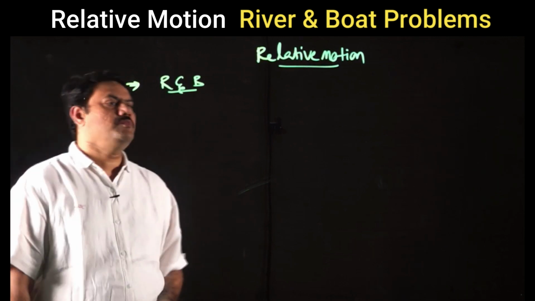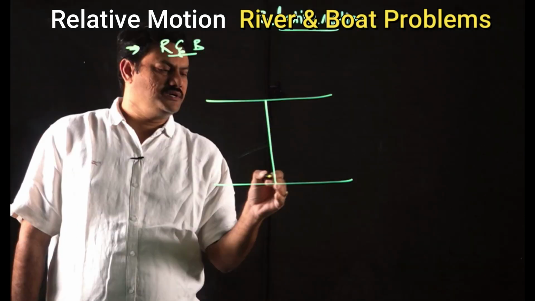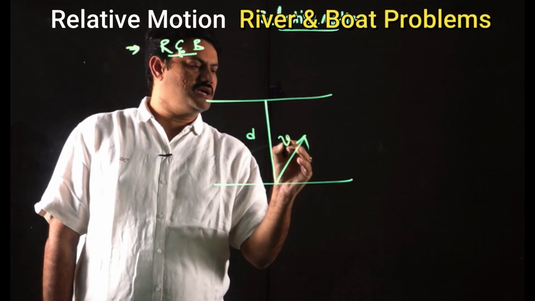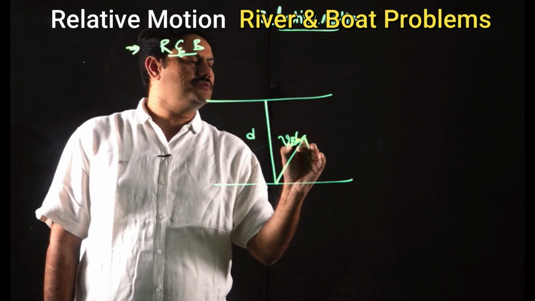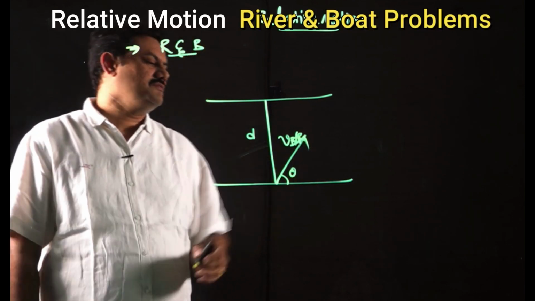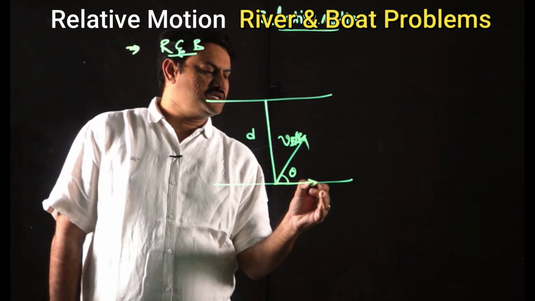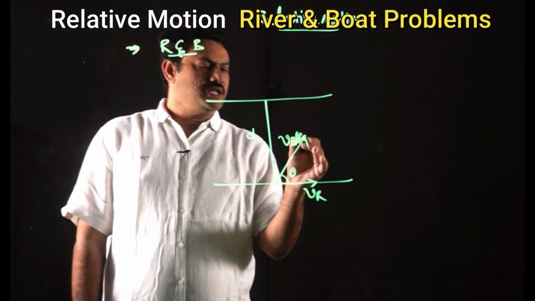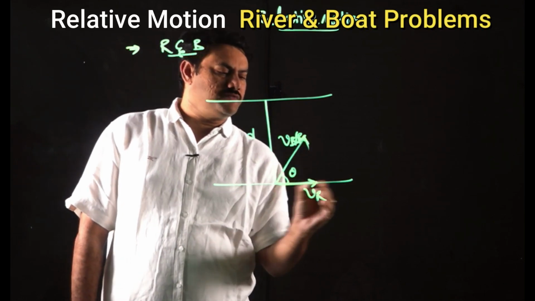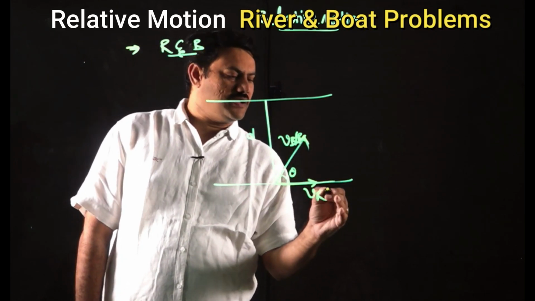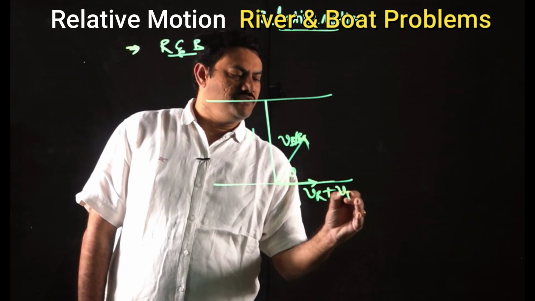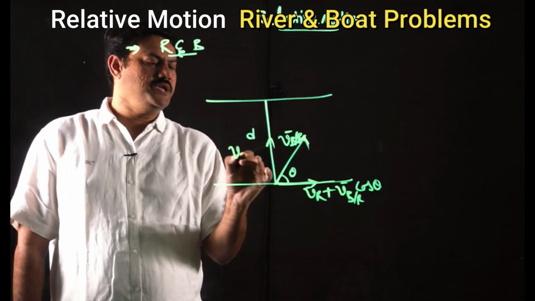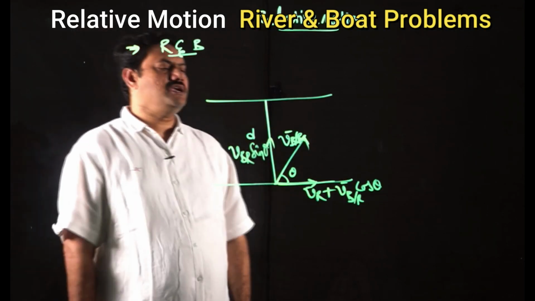In the case of river and boat problems, suppose this is a river of width d, and a boat with respect to the water is moving along this direction with a velocity of the boat with respect to the river, Vbr, making an angle theta with the horizontal. Along this direction the river is flowing with a velocity Vr. Here also you can resolve the components. Along the x-axis direction the total velocity is Vbr cos theta plus Vr, and in the vertical direction Vbr sin theta.